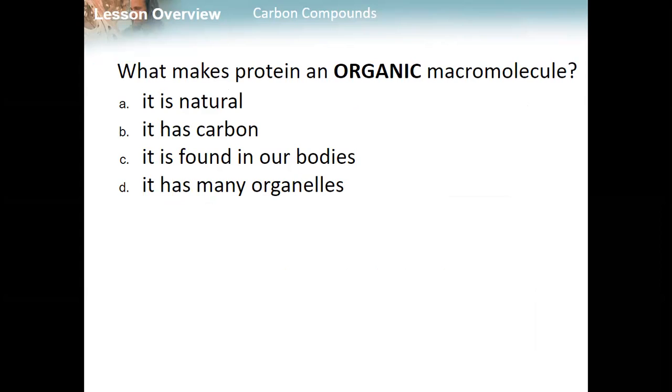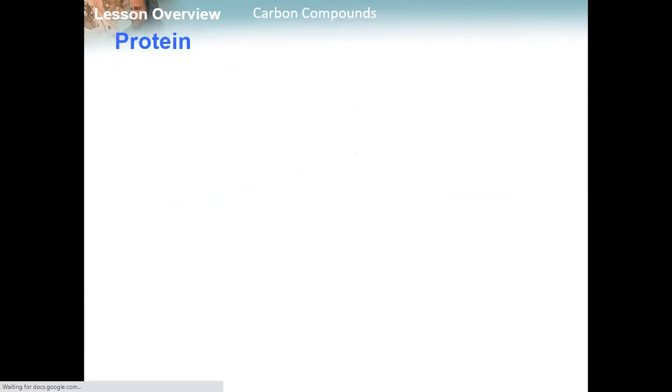What makes protein an organic molecule? Now, the reason why it's organic, and we said it from before, is because it has carbon. Anything that has carbon is considered organic. And we saw just before that protein has carbon atoms. So let's take a look at why we need proteins.